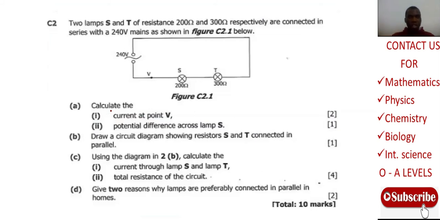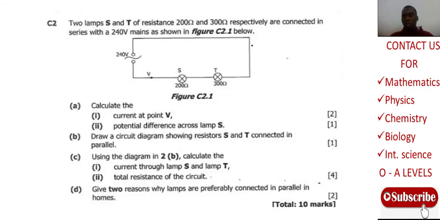C2. The question reads: 2 lamps S and T of resistance 200 ohms and 300 ohms respectively are connected in series with a 240 volts mains as shown below. So this one, first things first, is a series connection. It's a series type of circuit.